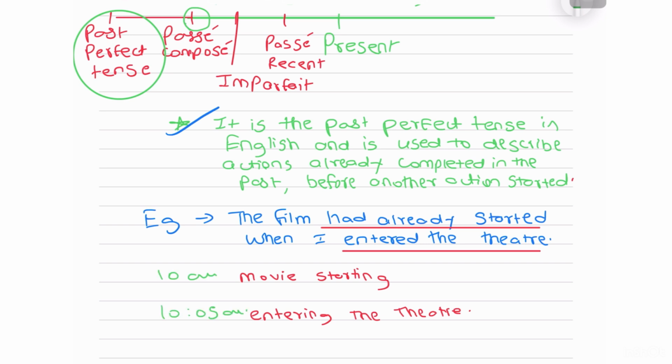Now both happened in the past. So even when I go in the past, okay, at 10:05 a.m., even for that past, this is still the past. As in, the first action is the past's past. Okay, that means the first action had to complete. The action of starting the movie had to complete in the past in order for my action of entering the theater to start. Okay, so one action in the past ends, okay, as in had started. Okay, that's what we call the past perfect tense in English.